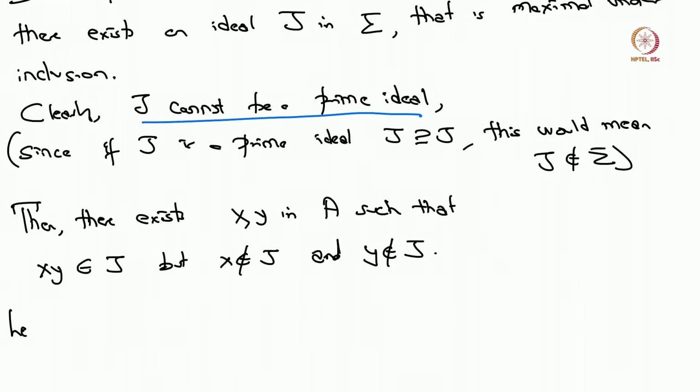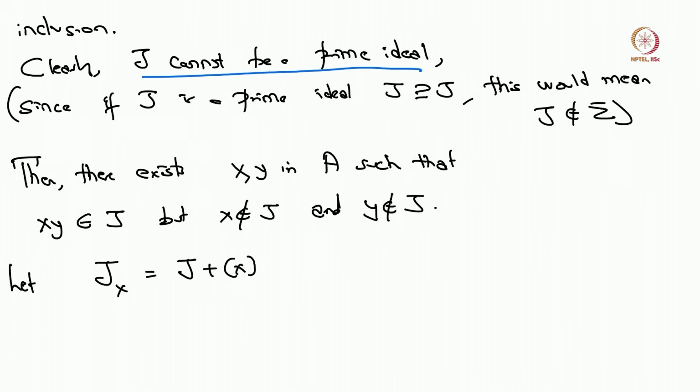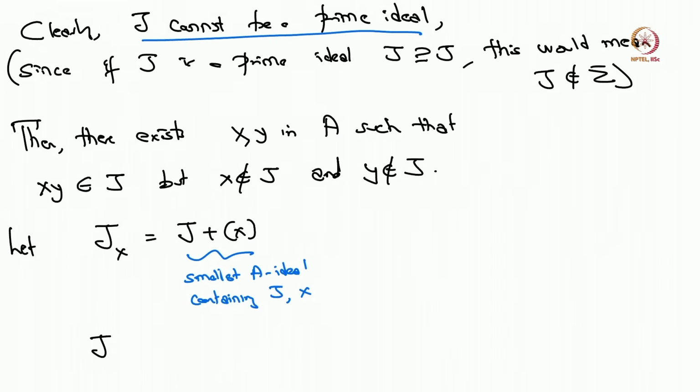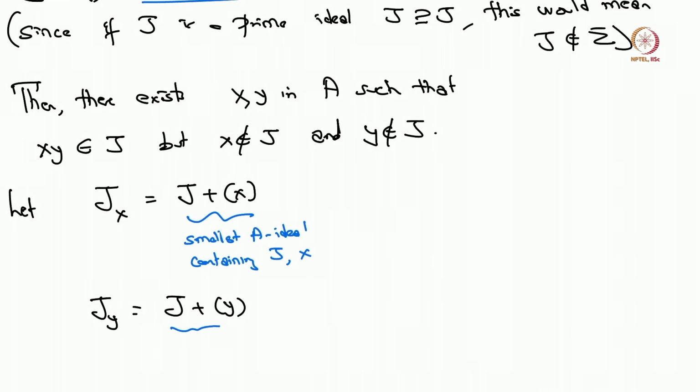Okay. And now let's play our trick of forming larger ideals than J. So I'm going to include J and I'm going to include x. So this is the smallest A ideal containing J and x, and similarly you can form Jy, which is J plus y, and again it's the smallest A ideal containing J and y.